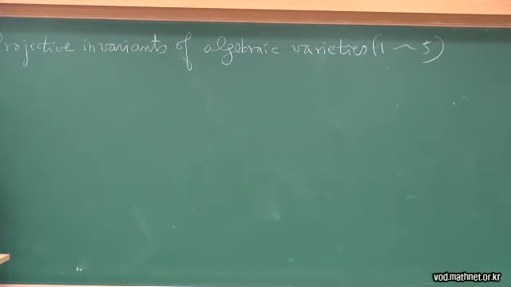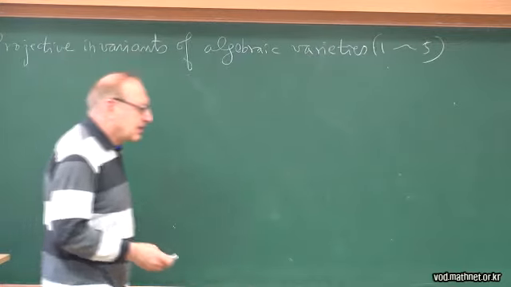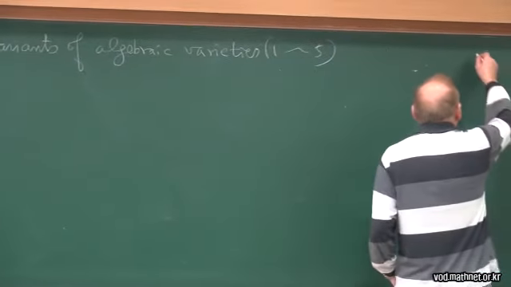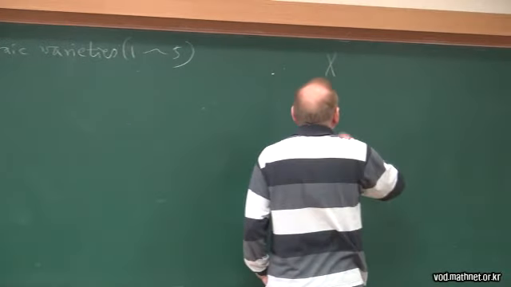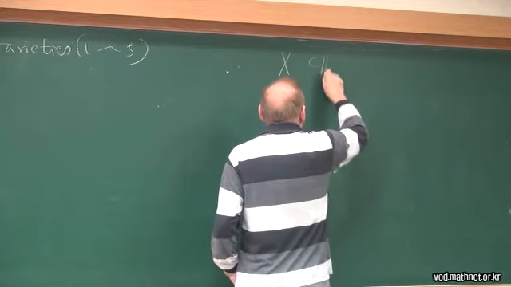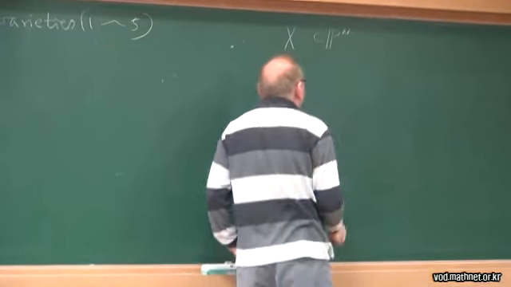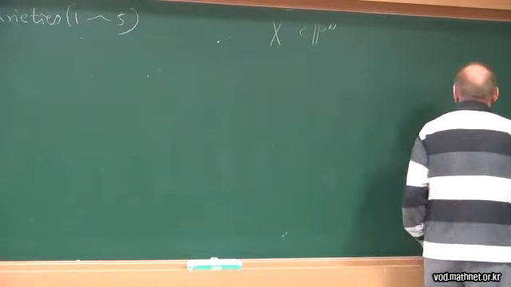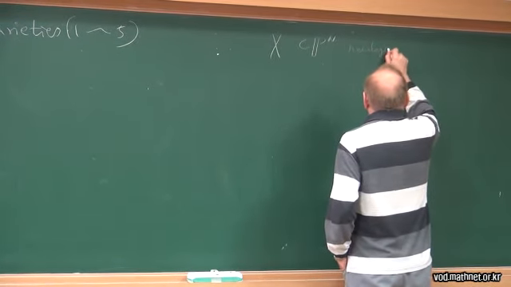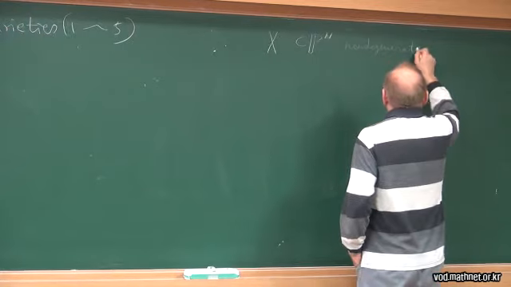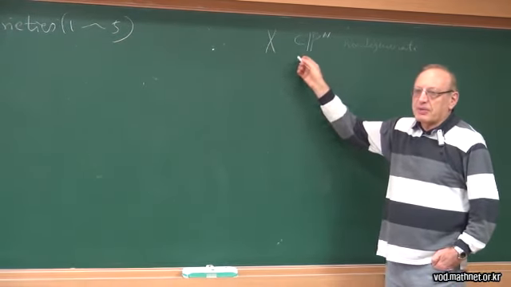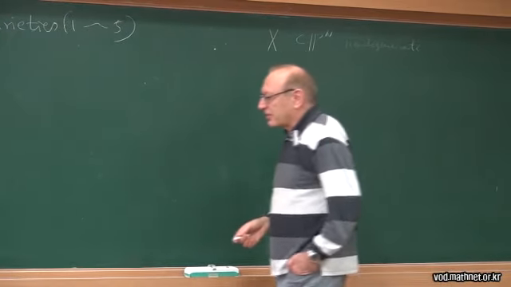So one would like to associate to algebraic varieties certain numbers in order to compare and study them. Our main subject will be a projective algebraic variety in projective space, and we'll usually assume that X is non-degenerate, which means that this n capital is chosen as the smallest possible, that X is not contained in a hyperplane. This is a very mild restriction.